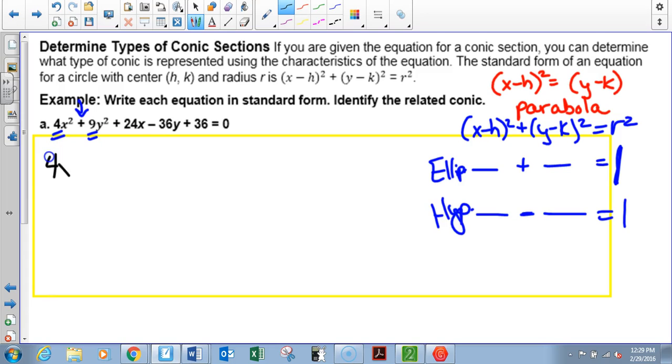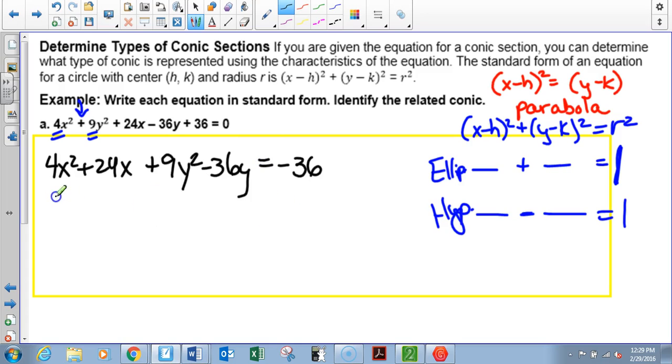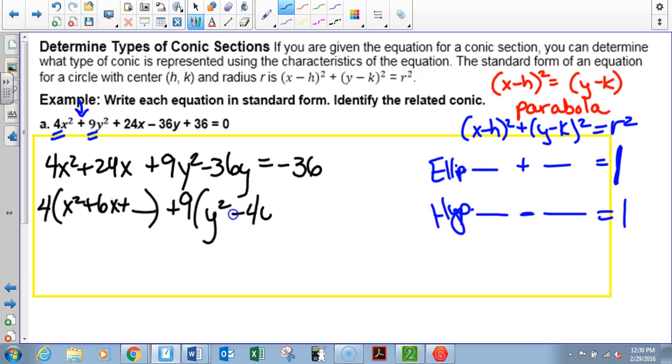I'm going to move the x's together and move the y's together. And I'm going to move that constant over to the other side. Then I'm going to factor out the 4 and put in a blank because I'm going to complete the square. On these two, I'm going to take out the 9 because I need the y squared to have a coefficient of 1.